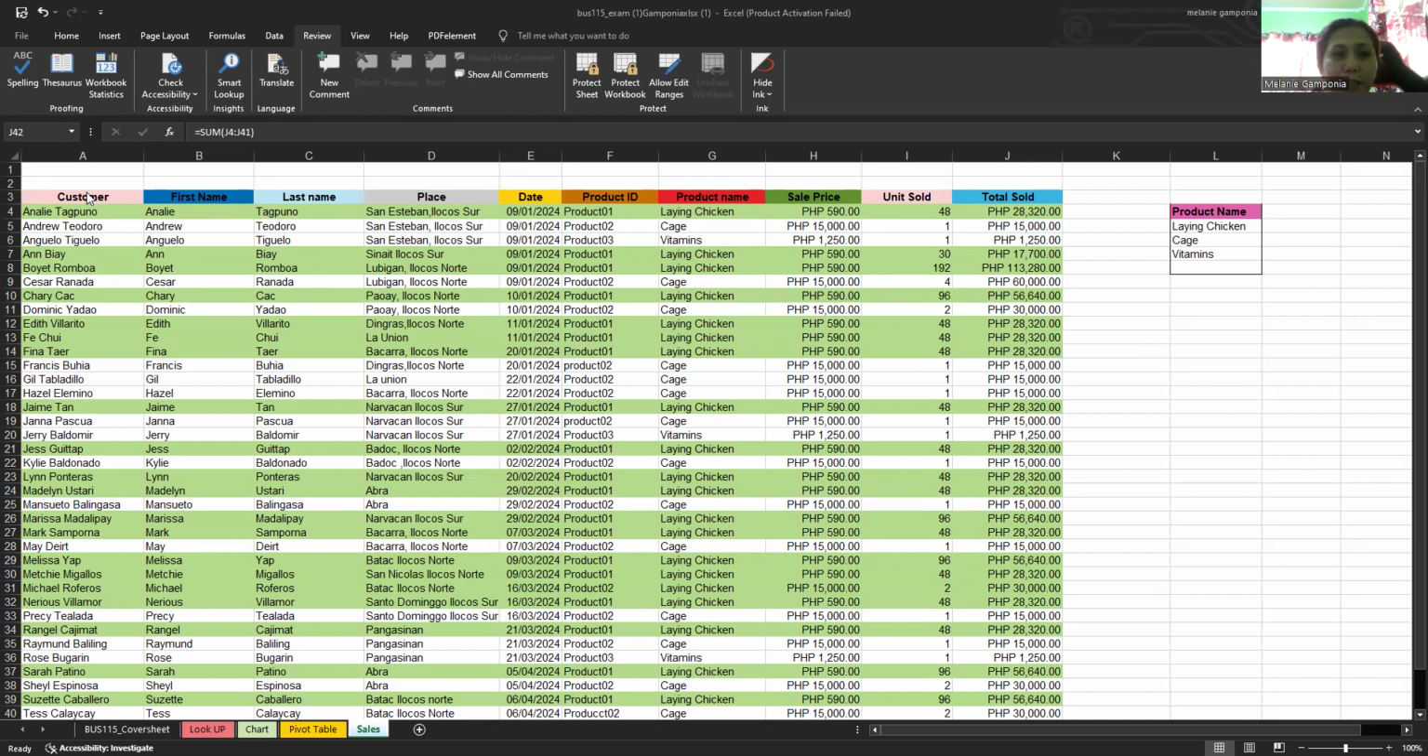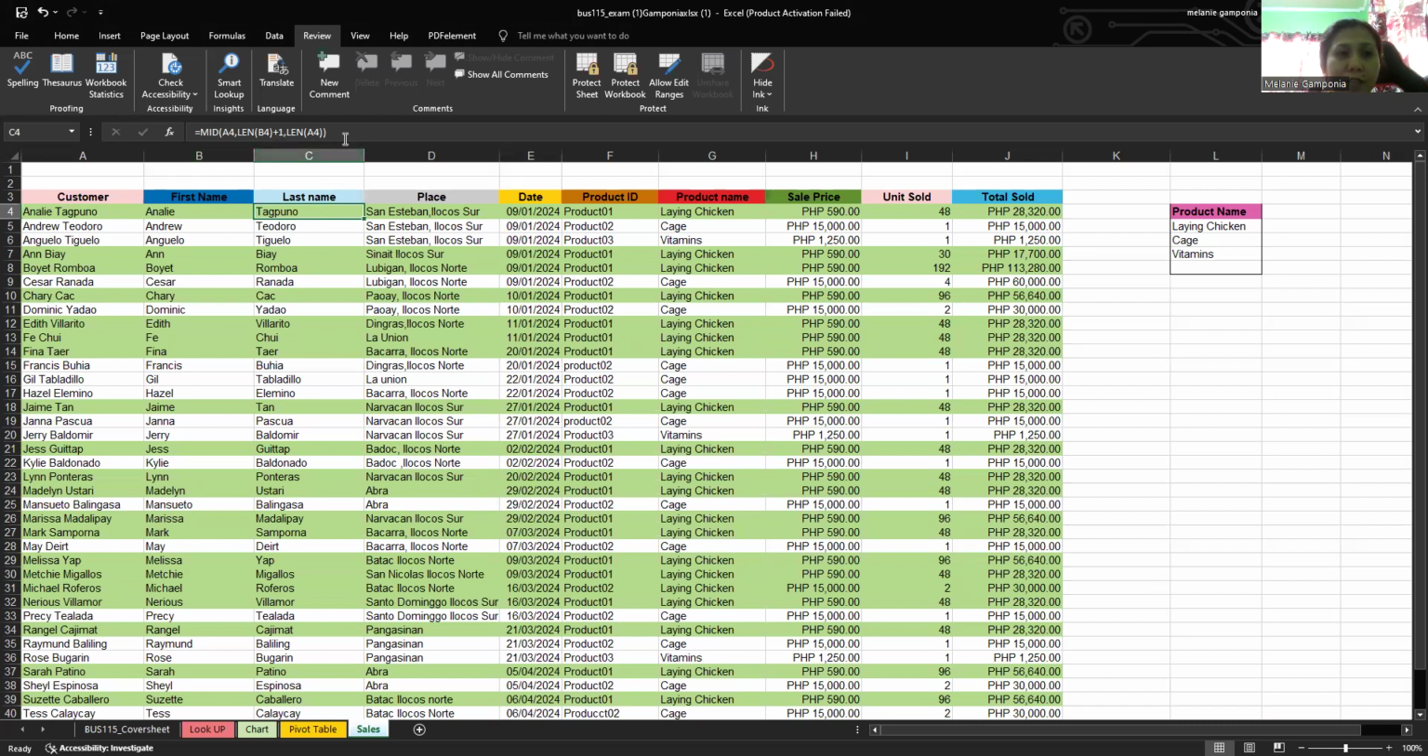I input the customers' names, first name and last name. I used the LEFT function to separate the first name, and the MID function to separate the last name and the LEN.